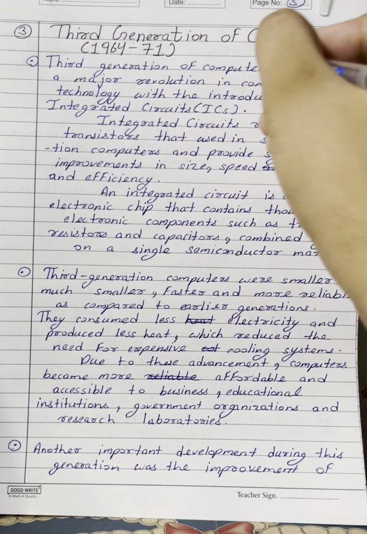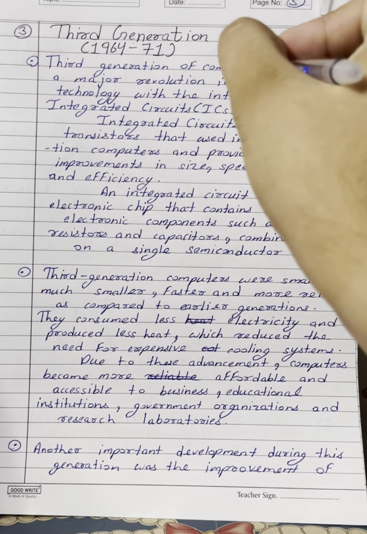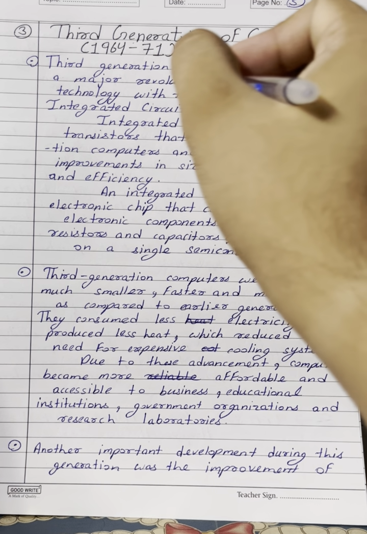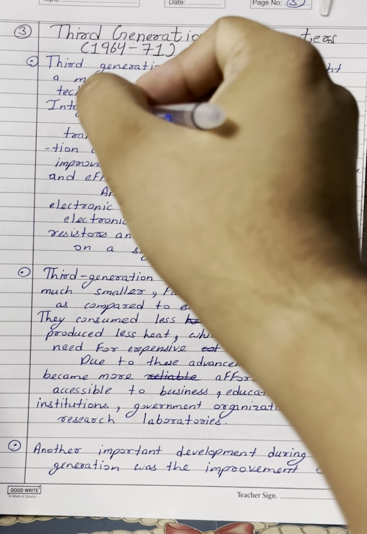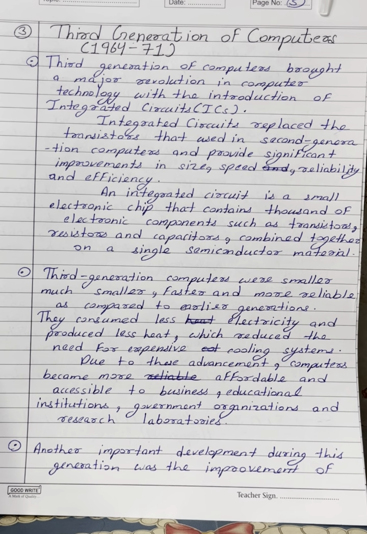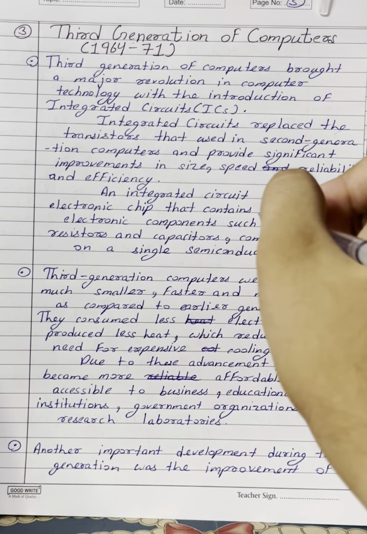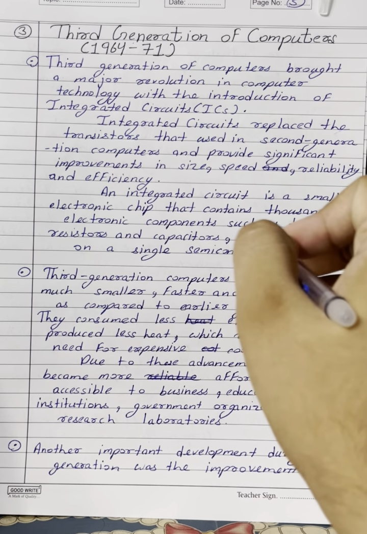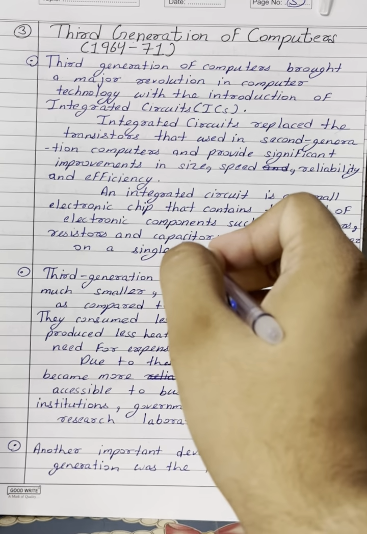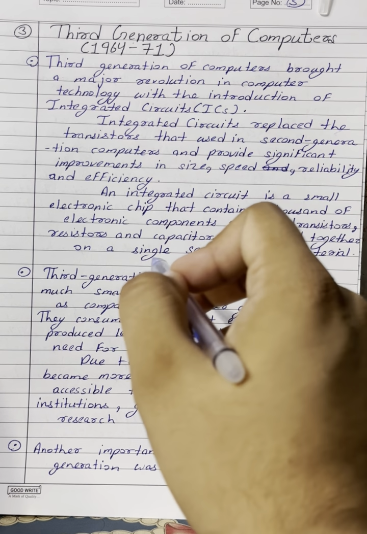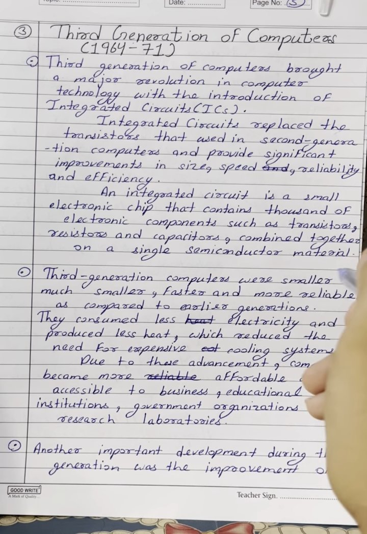Guys, the third generation of computers brought a major revolution in computer technology with the introduction of integrated circuits. These integrated circuits replaced the transistors used in second generation computers, and they provided significant improvements in terms of size, speed, reliability, and efficiency. We can say that an integrated circuit is a small electronic chip that contains thousands of electronic components such as transistors, resistors, and capacitors, combined together on a single semiconductor material.